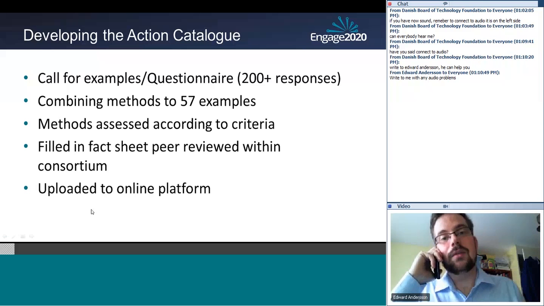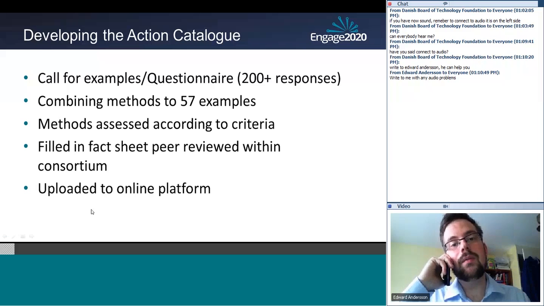So how did we develop the Action Catalogue? To begin with, we made a call for examples, a questionnaire which went out. We wanted to get as many examples of public engagement in research and innovation as we could, and we got over 200 responses. We then went through and really read all the cases, and we were able to compile it down to 57 separate methodologies, because there was a lot of overlap, a lot of methods which were very similar and could be grouped together. And just by chance, we ended up with the same number of varieties as Heinz ketchup, 57 examples of participation.